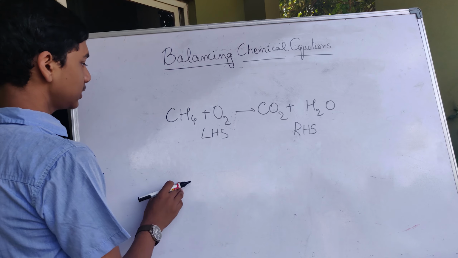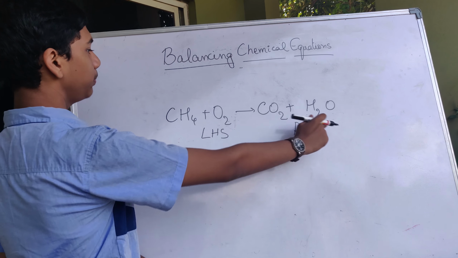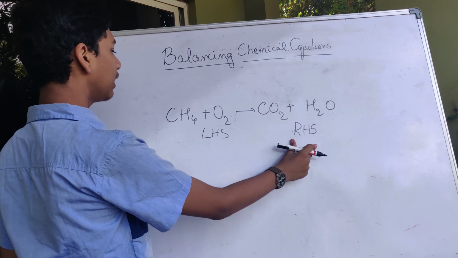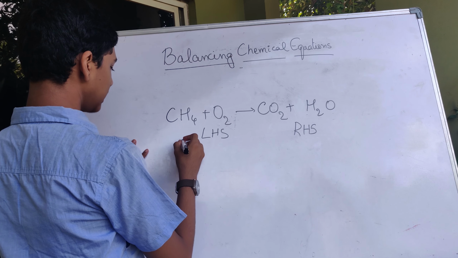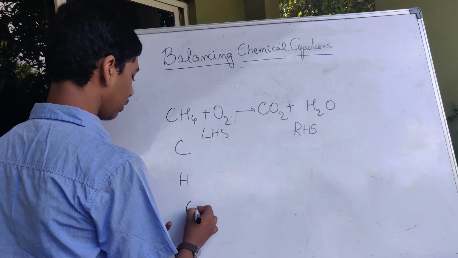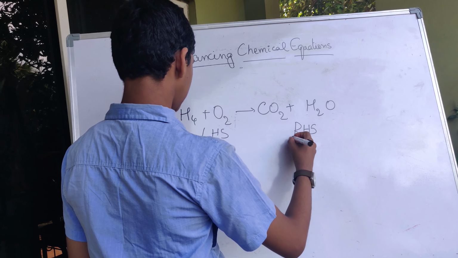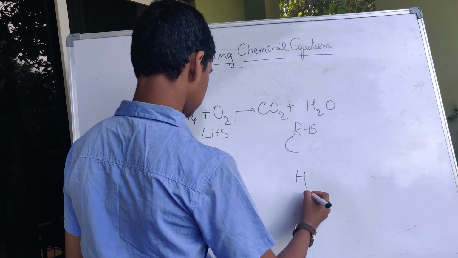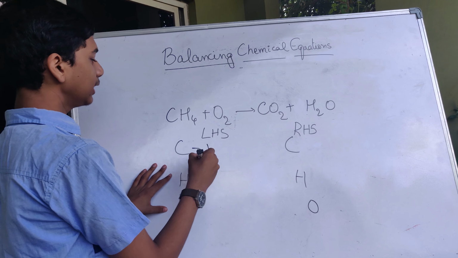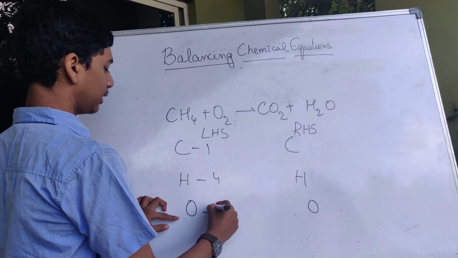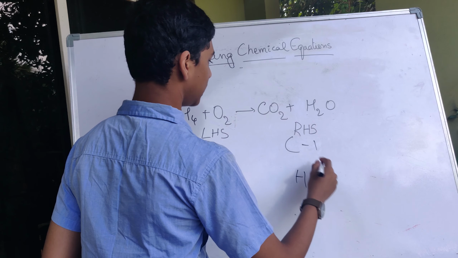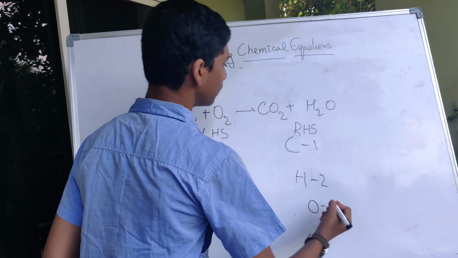So, let us take this equation. CH4 plus O2 gives rise to CO2 plus H2O. Let us denote the left hand side with LHS and the right hand side with RHS. Now let us write the elements. We have carbon, hydrogen and oxygen. And here we have again carbon, hydrogen and oxygen. Now let us write the number of atoms for each element. So we have 1 carbon, 4 hydrogens and 2 oxygen atoms. Again here we have 1 carbon, 2 hydrogen atoms and 2 plus 1, 3 oxygen atoms.